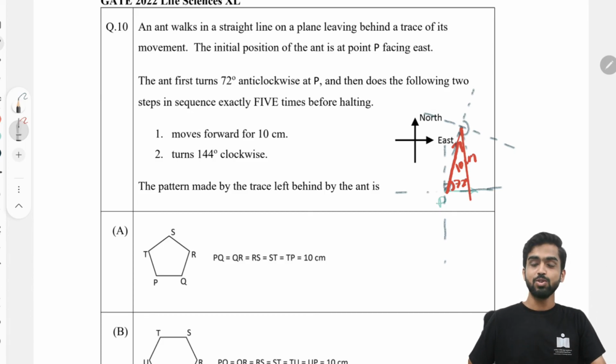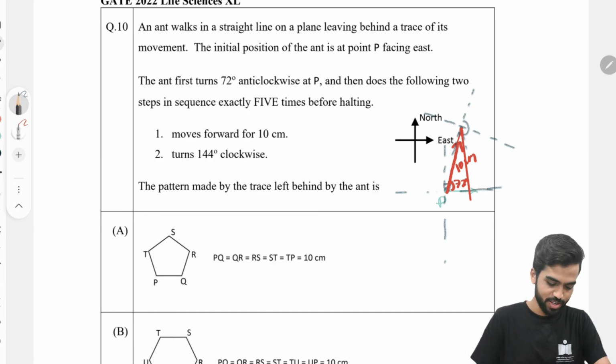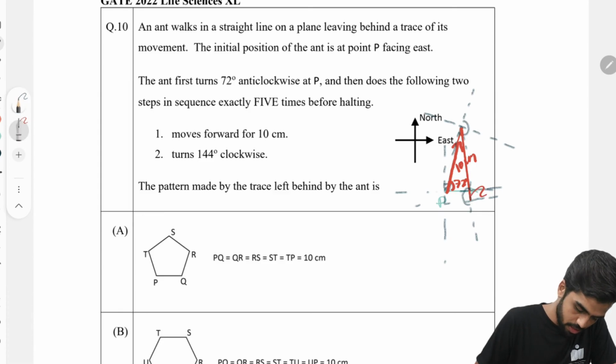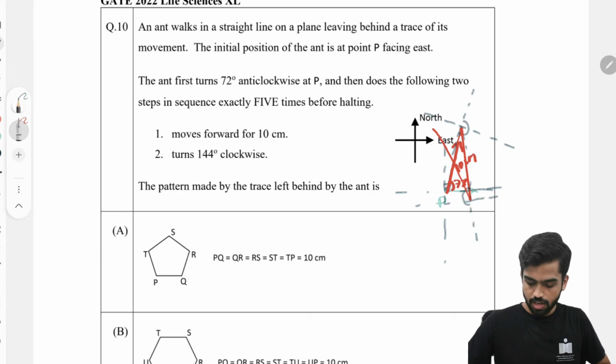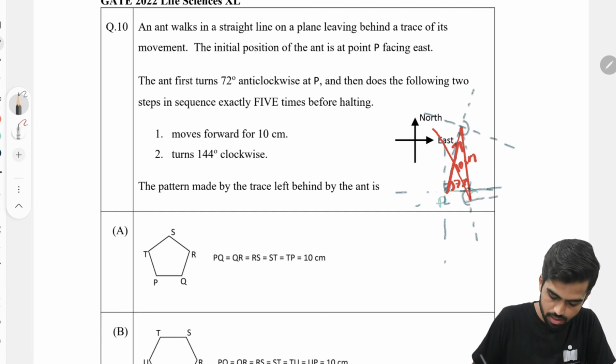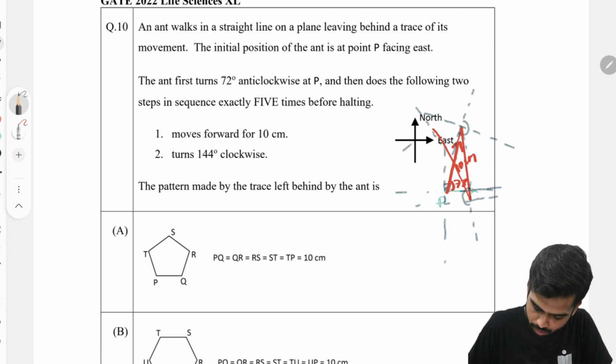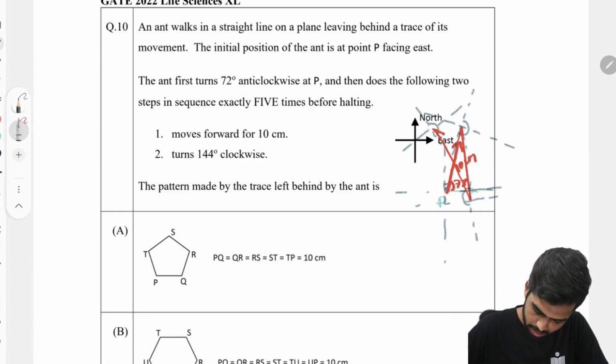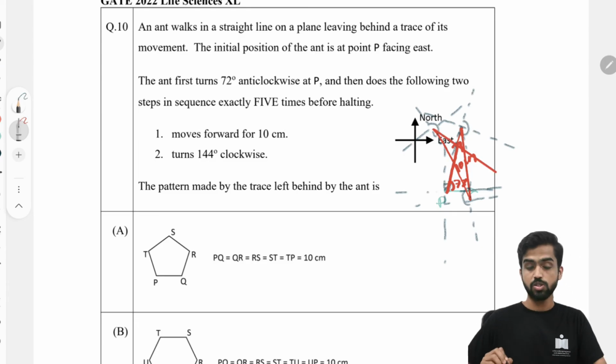Now again it will turn 144 degrees clockwise. In the examination scenario, you'll have to rotate your paper, and we'll see that this is 180, so it will move somewhere here. Since it has moved the 10 centimeters, it will turn clockwise again. We see what the 144-degree clockwise situation would be, somewhere like this. Even if this is not very accurate, it has given us the structure.